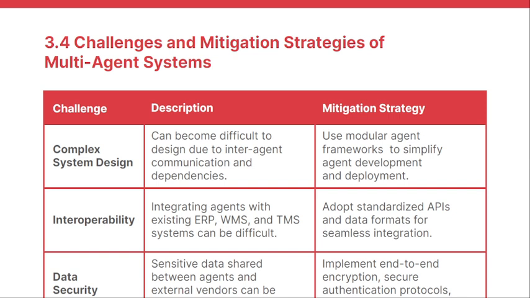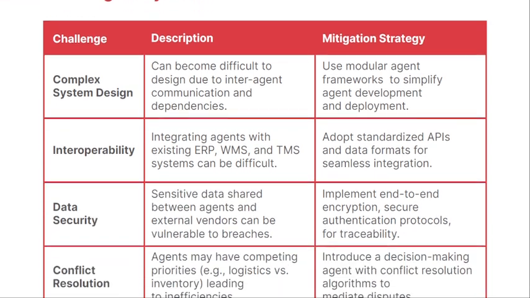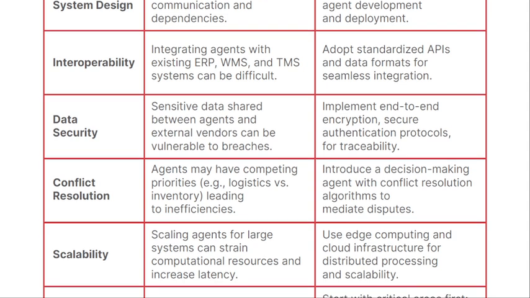What are the challenges? We have complex system design. For example, a description can become difficult to design due to inter-agent communication and dependency. Mitigation strategy: use modular agent frameworks to simplify agent development and deployment. Interoperability: integrating agents with existing ERP, WMS, TMS systems can be difficult. Adopt standardized API and data formats for seamless integration.